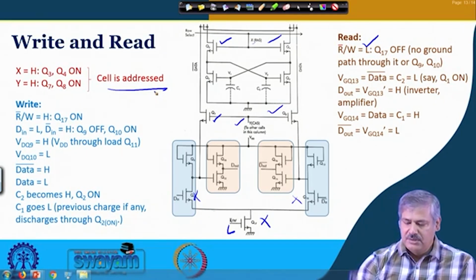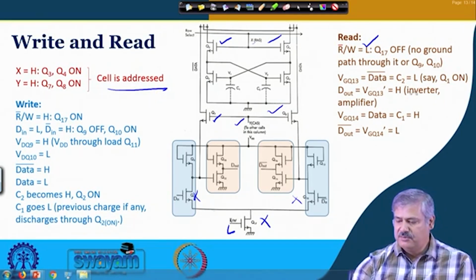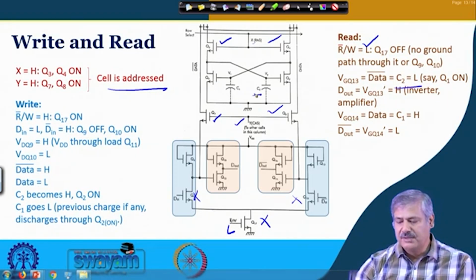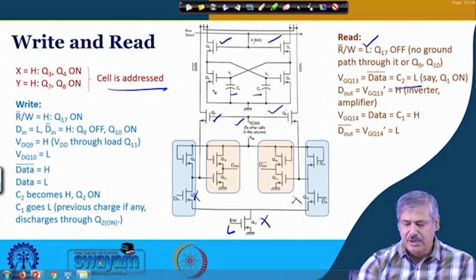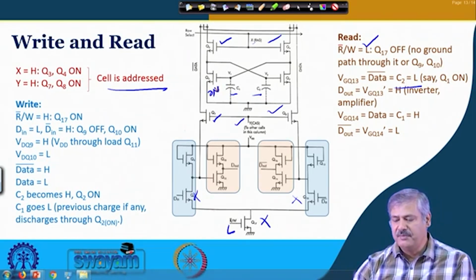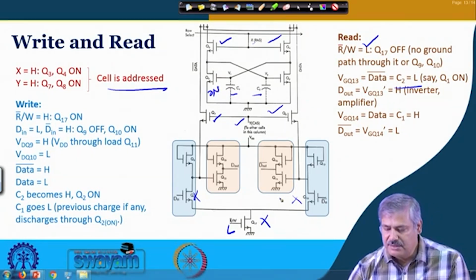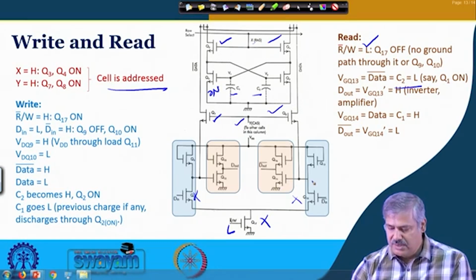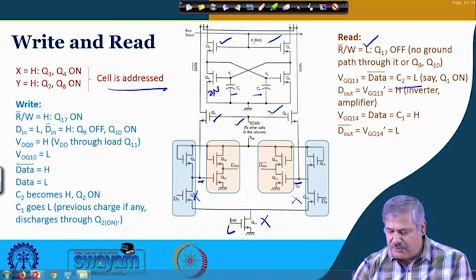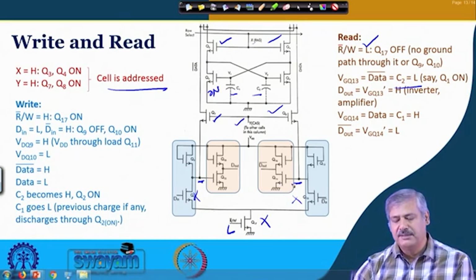Now, if C2 is low, that means C1 is high, so Q1 is on. What will happen at that time? This is your Q13, this is the read amplifier, and this is Q14, this is another read amplifier, okay.